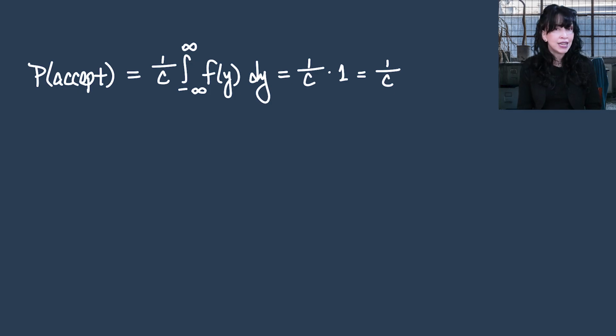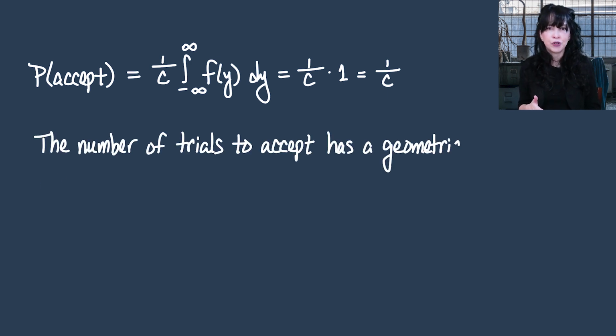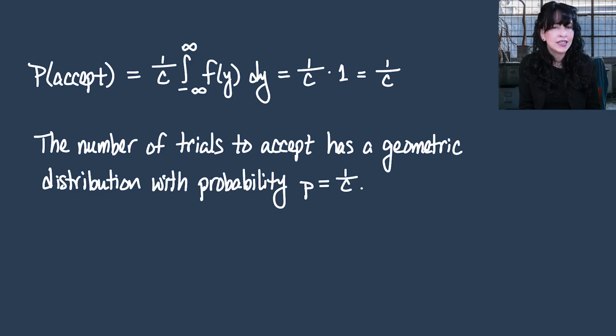So I can tell you right now that c, that upper bound on the ratio, you want it to not be too big, because the bigger it is, the smaller your acceptance probability is. Furthermore, the number of trials to accept has a geometric distribution. The probability that we succeed is 1 over c. Otherwise, we're starting all over and trying again.